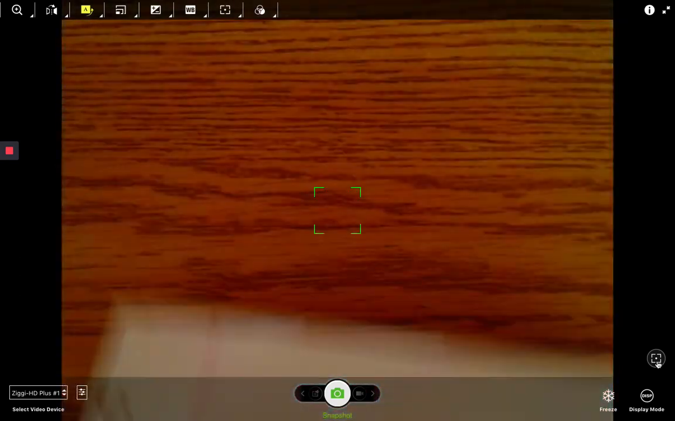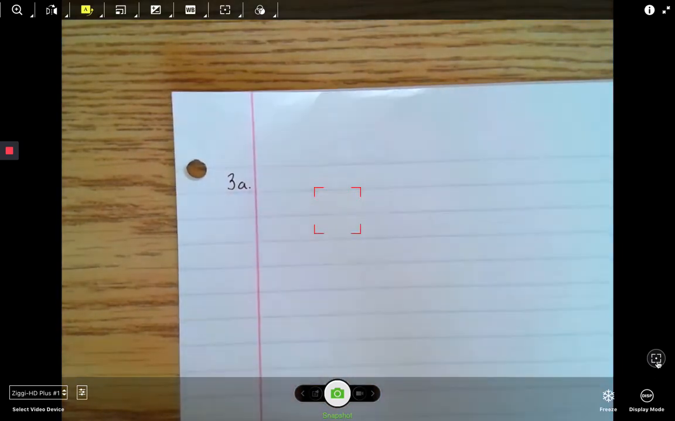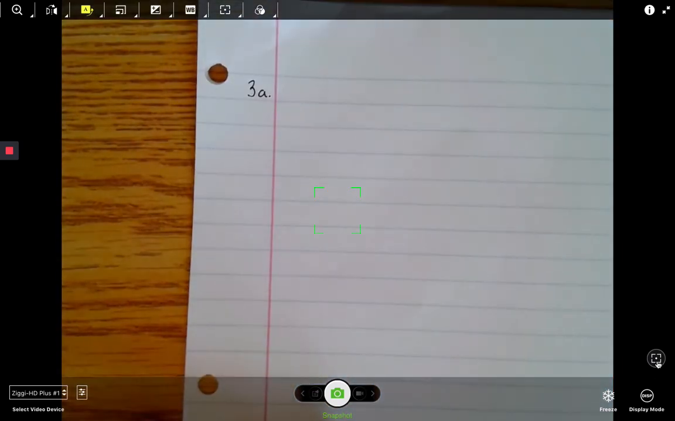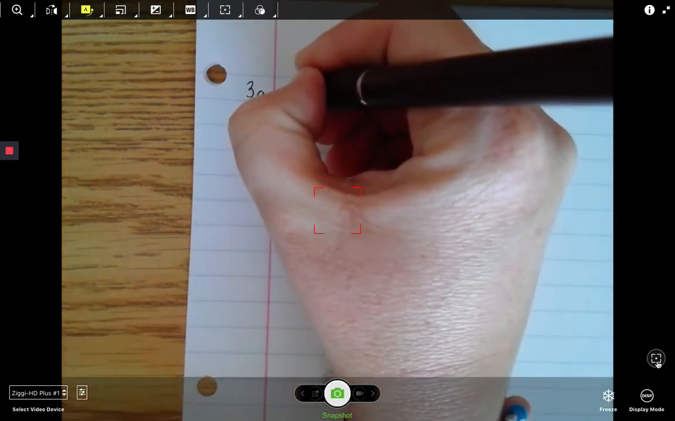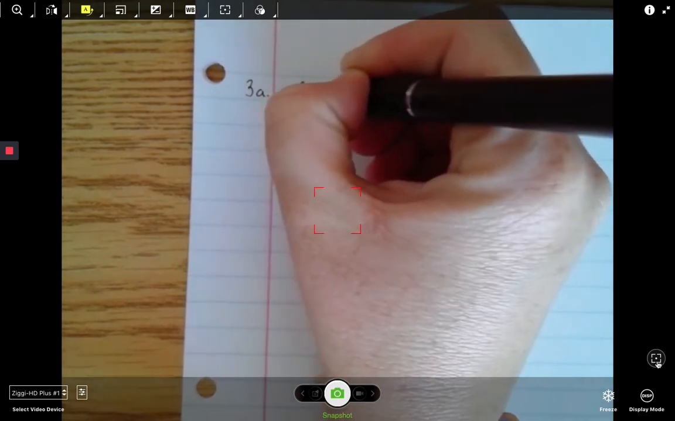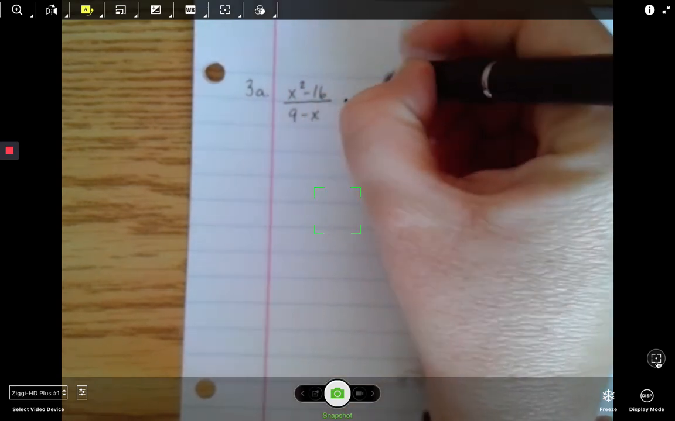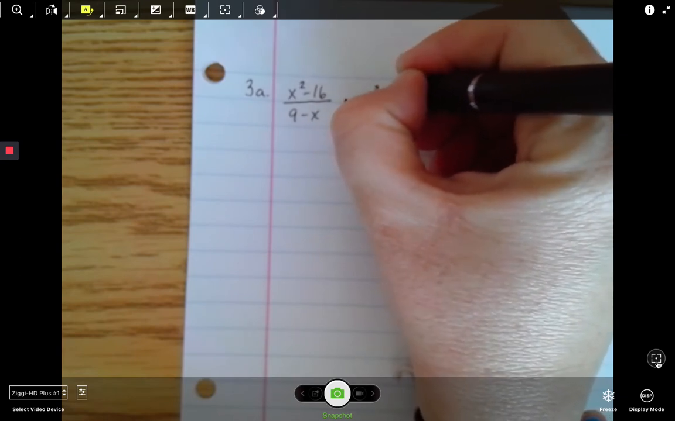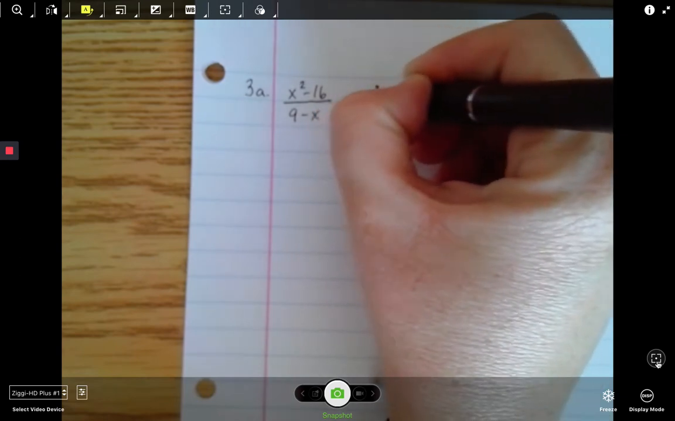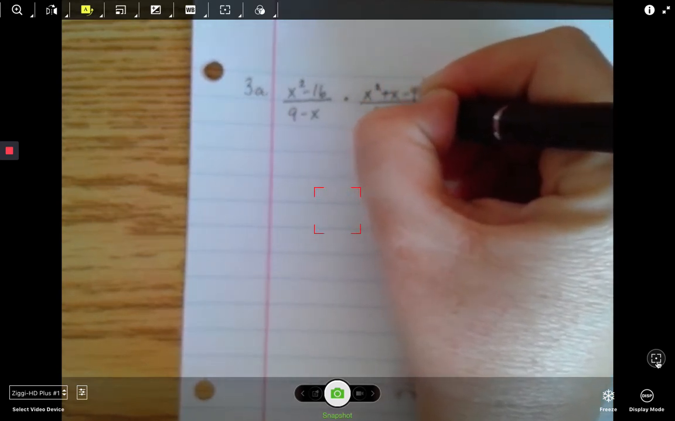Alright, this next part is where I started using my paper. So this is 3A. And our directions said find the simplified form of each product and give the domain. So I've got x squared minus 16 over 9 minus x times x squared plus x minus 90 over x squared plus 14x plus 40.